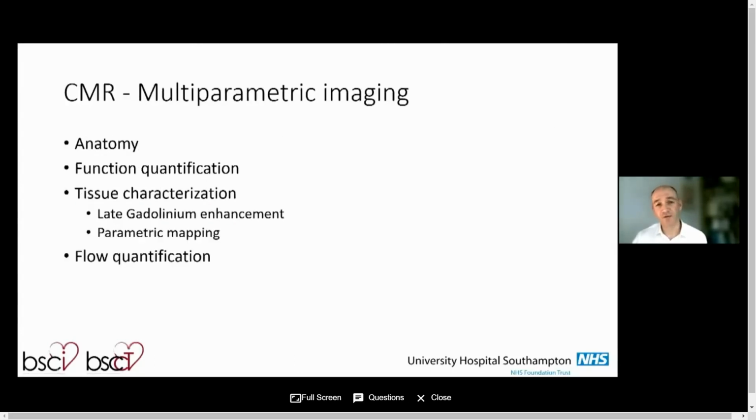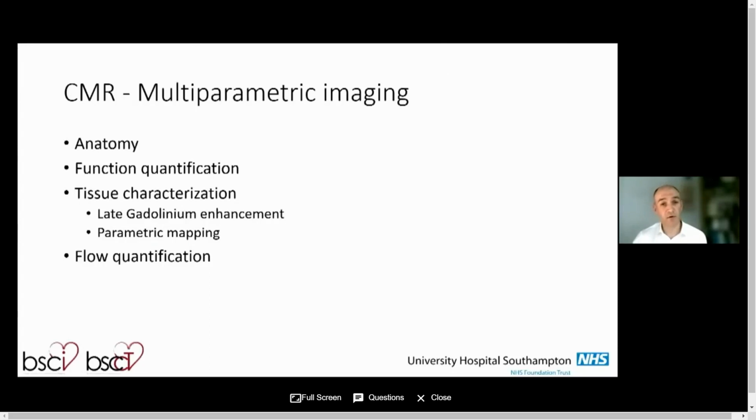I think the real beauty of cardiac MRI is the fact that it is truly multi-parametric imaging. We get to look at a whole range of different aspects of the heart, looking at anatomy. We're able to quantify function of both left and right ventricle, as well as atria if needed. We're able to look at tissue characterization. We can see whether there's any scarring within the heart, or indeed we can actually look for specific features of edema or diffuse fibrosis with some parametric mapping techniques, which I'll talk about a little bit later on.